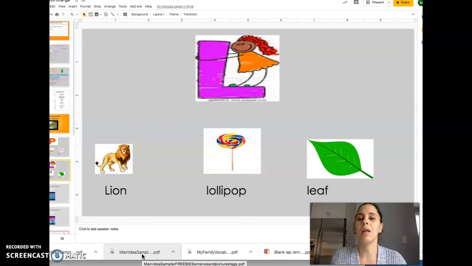Lollipop. Good job. Here's the lollipop. Lion. Good job. Right there's a lion. Leaf. Good job. And here's the leaf.